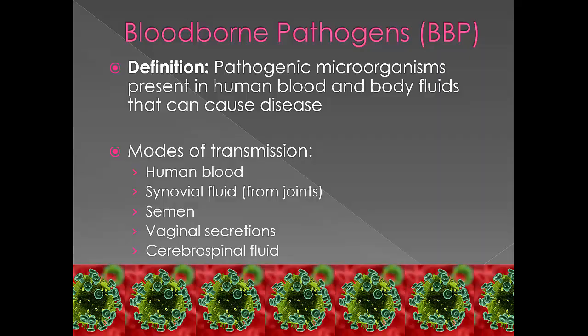We're now going to transition into bloodborne pathogens. The definition of a bloodborne pathogen is a pathogenic microorganism that's present in human blood or bodily fluids that can cause a disease. There are different modes of transmission, which include human blood, synovial fluid, which comes from joints, semen, vaginal secretions, and even cerebrospinal fluid.